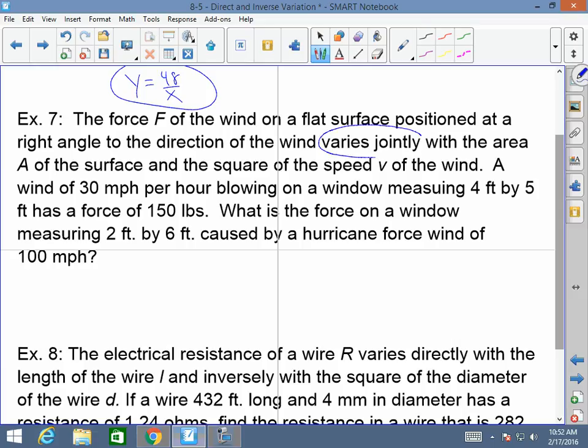Varies jointly. So does that mean that I'm multiplying different things to k or dividing? Very good. So the force F varies jointly with the area A of the surface and the square of the speed v. So that would be v squared.